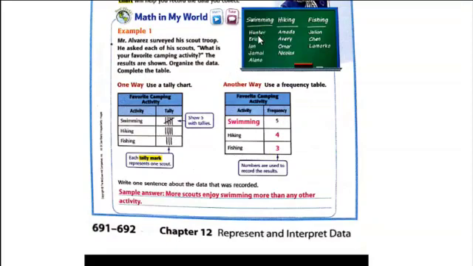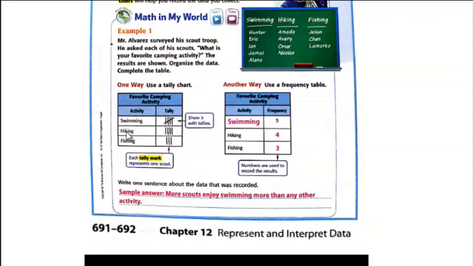Here there are 1, 2, 3, 4, 5 votes about swimming. So write these votes like tally marks: 1, 2, 3, 4, and 5. The fifth tally mark intersects the other 4 tally marks. Okay, so here there are 5 votes, 5 tally marks.